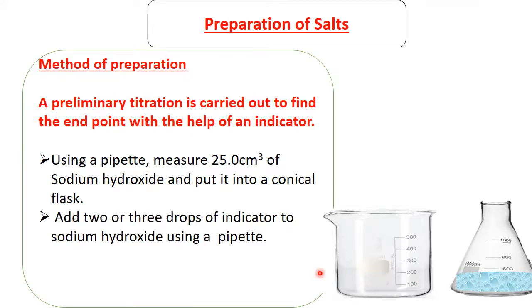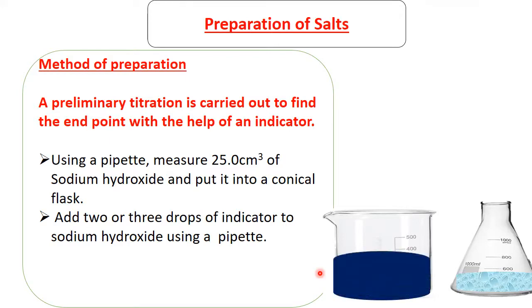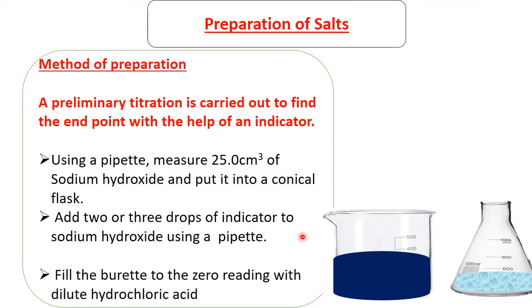Add 2 or 3 drops of indicator to sodium hydroxide using a pipette. So again, let's say this is the indicator. You get a pipette, you get some indicator. This time you only allow just 2 or 3 drops into your sodium hydroxide solution. Once that is done, you fill the burette to the 0 reading with dilute hydrochloric acid.